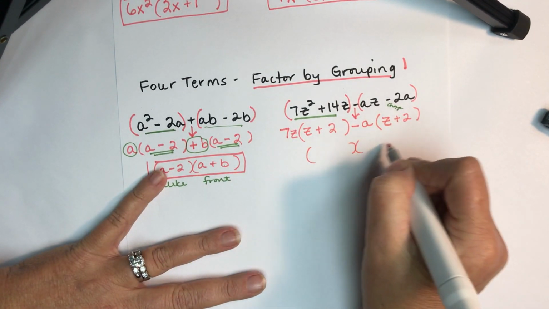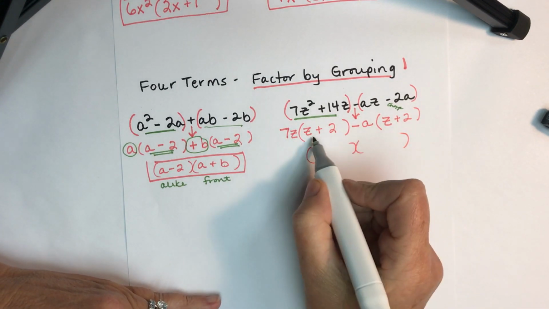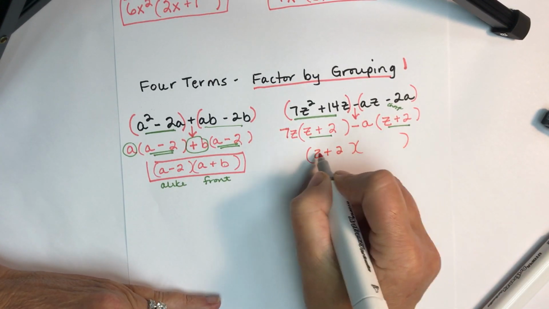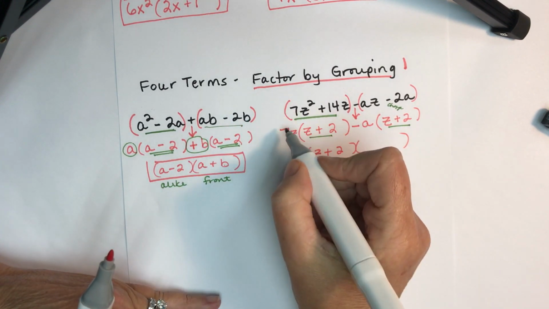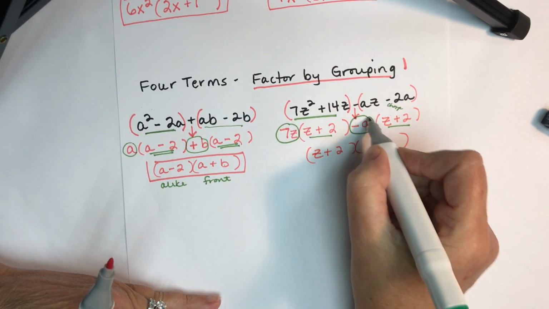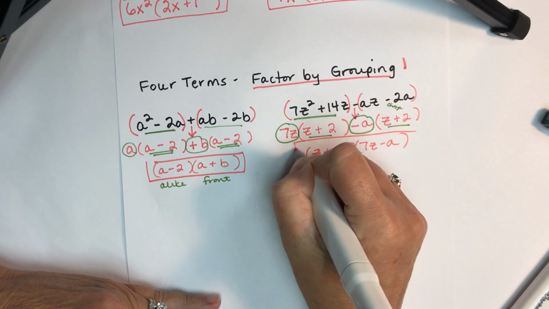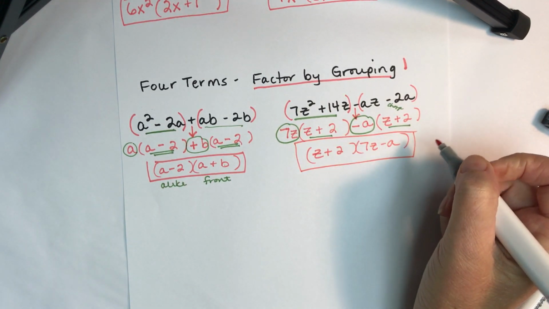Then our answer is our two sets of parentheses with what they have alike is that Z plus 2. And what's out front is that 7Z minus A. And that's your answer. And again, remember to check it.